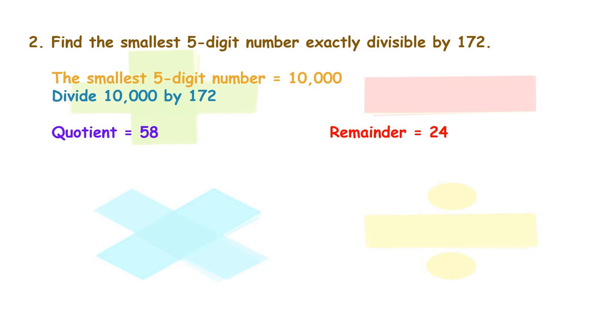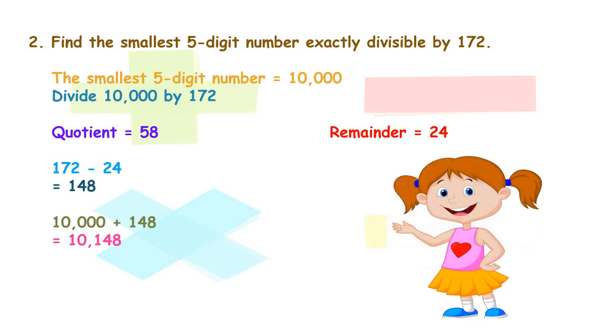So what do we have to do? We have to find the next multiple of 172. So for that we will subtract 24 from the divisor. Okay, 172 minus 24. So how much will we get? Yes, 148. Okay, and we will add this difference to 10,000 now. So we'll get 10,148. Okay, so this is our answer.